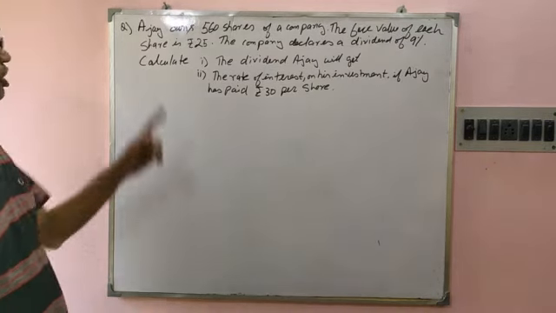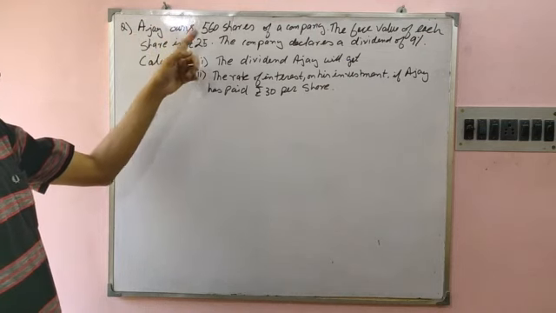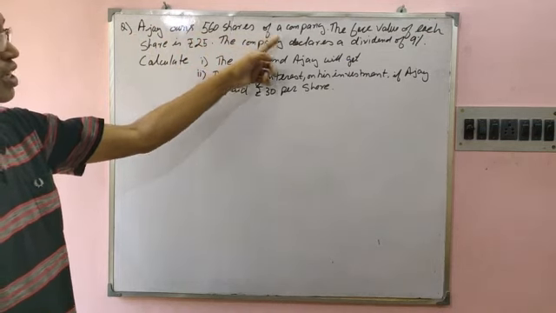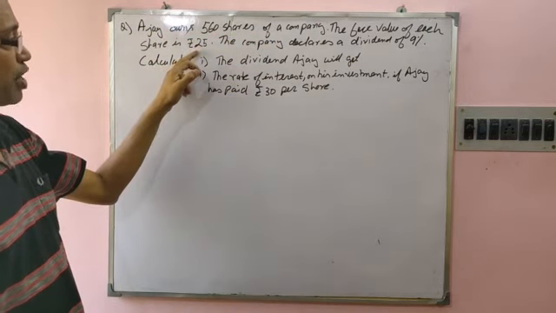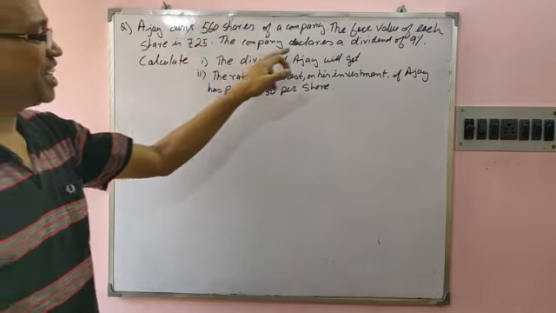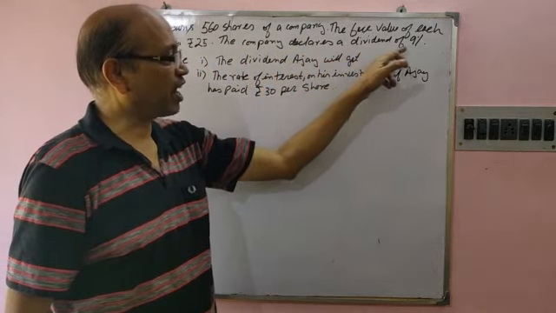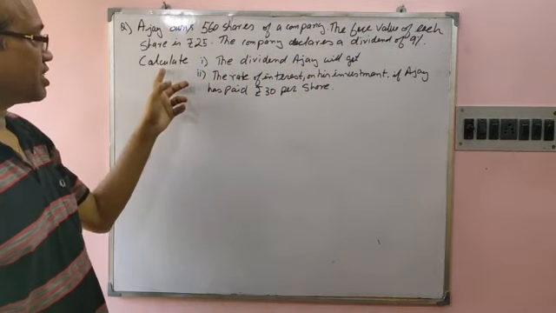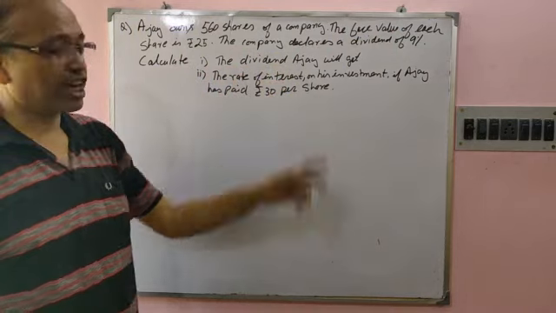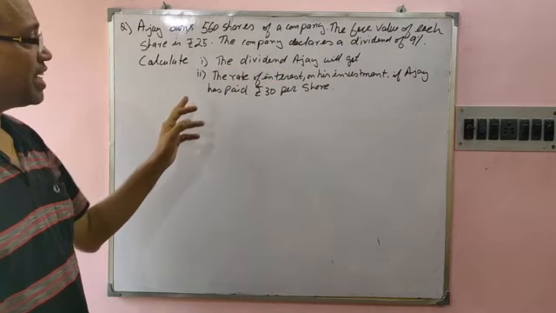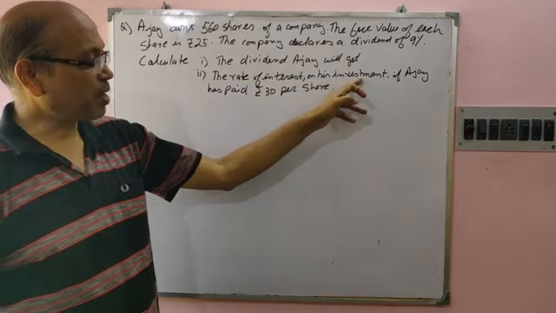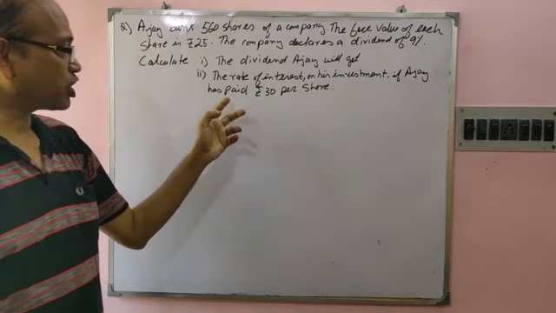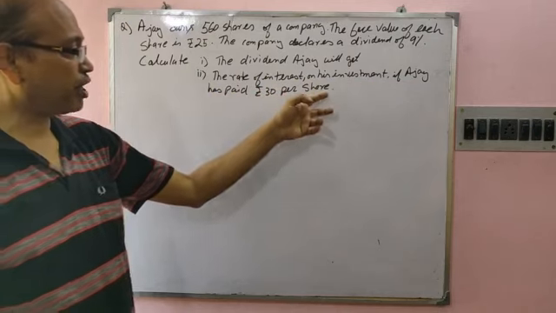The next question. Ajay owns 560 shares of a company. The face value of each share is rupees 25. The company declares a dividend of 9%. First, calculate the dividend Ajay will get. Second, the rate of interest on his investment if Ajay has paid rupees 30 per share.